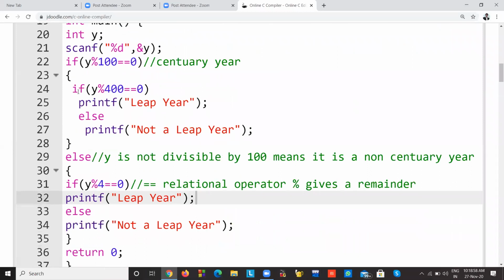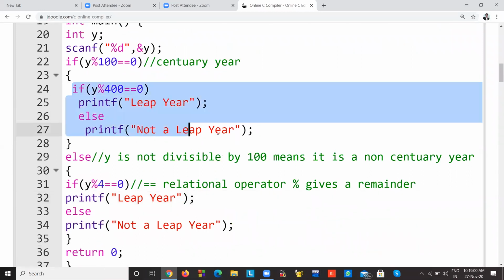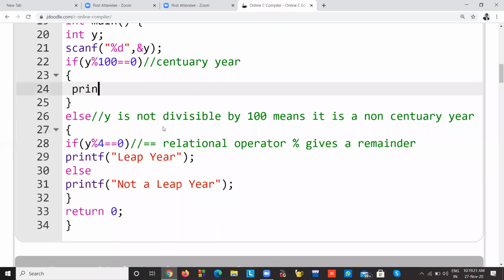Now we'll reduce its length. See this one. These 4 lines can be managed in a single printf, right? Single printf, yes or no? What are we going to print? We are going to print a constant string: leap year, not a leap year. That is what we are printing, so let's maintain it with a ternary. So printf, what will we print? Leap year, not a leap year, based on a test condition.